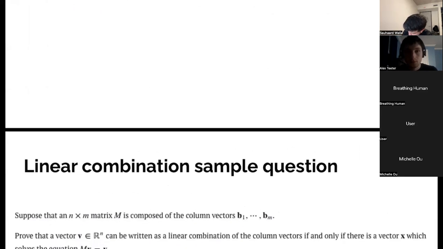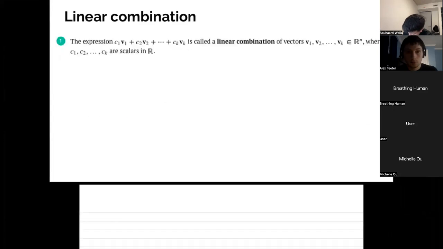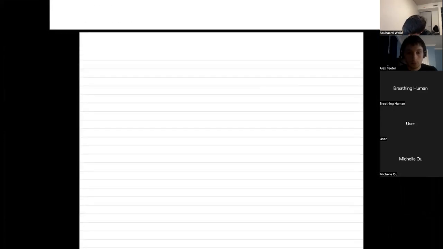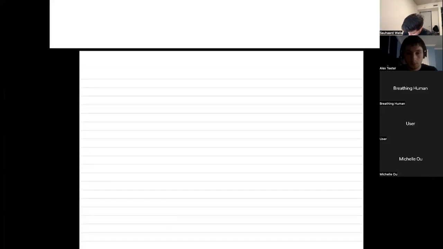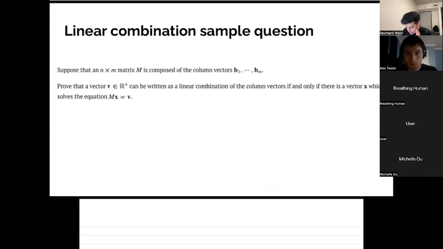Let me add a page, blank page, awesome. Sample question, there it is. Okay, so in this question, suppose that there's an n by n matrix M, and it's composed of column vectors B1 to Bm. Prove that a vector V, a part of Rn, can be written as a linear combination of the column vectors if and only if there exists a vector X that solves the equation.